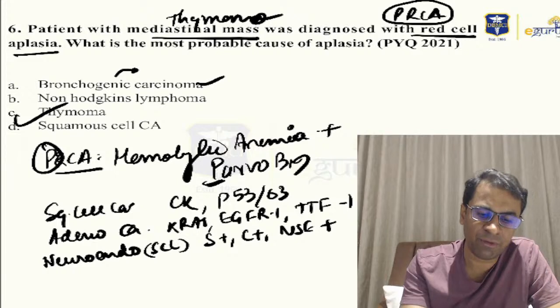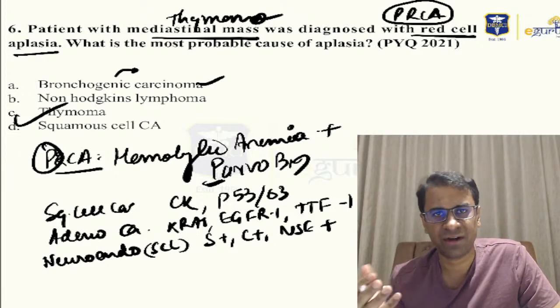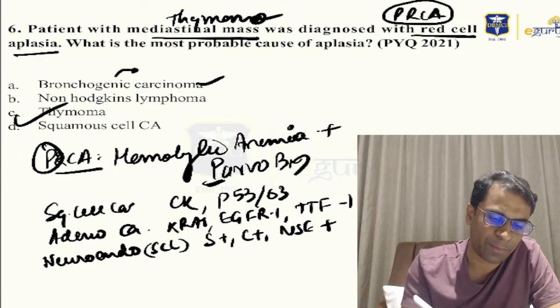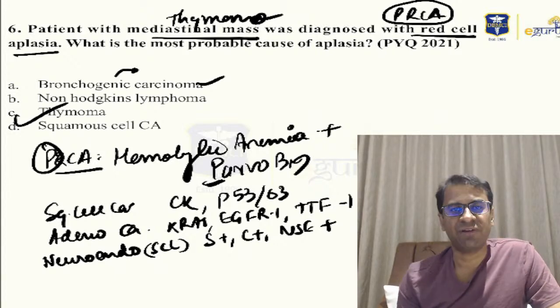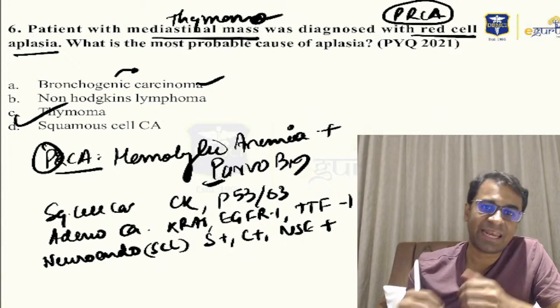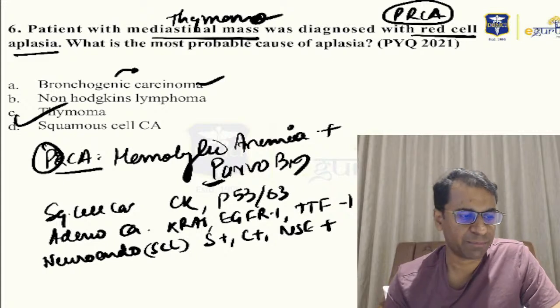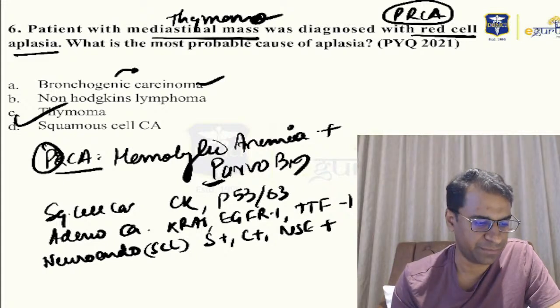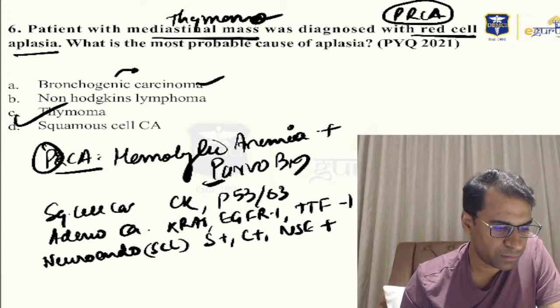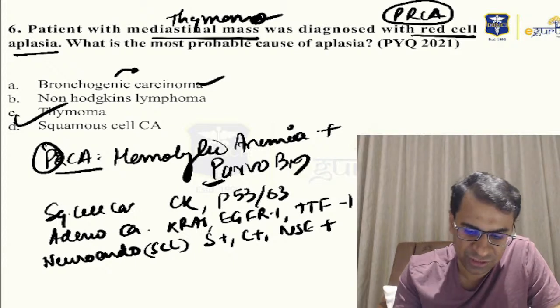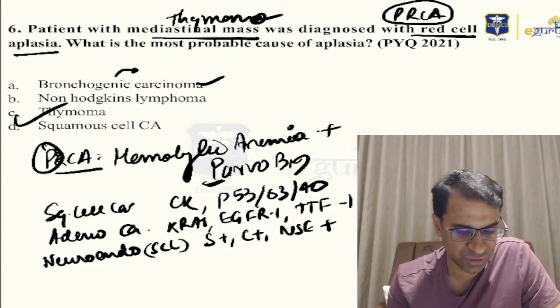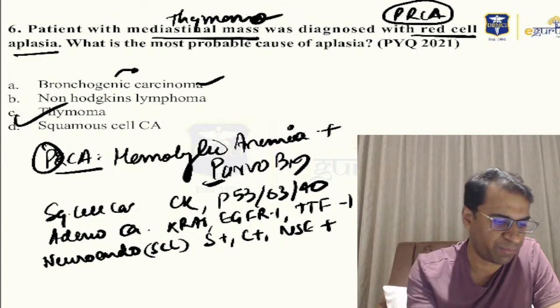About non-Hodgkin lymphoma, obviously there are B, T, and NK types, and different tumors will have different markers. A squamous cell carcinoma, depending upon where it is, will often have cytokeratin positivity, and if in the lungs, will have P53 and P63 positivity. Yes, P40 is also positive. Very good. P40 is also positive in squamous cell carcinoma. Very perfectly answered.